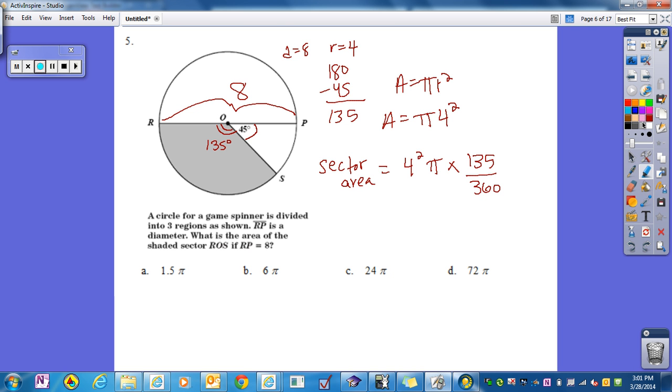Alright, as you can see, pi is a part of my final answer. So we're just going to multiply everything except for the pi. So first we're going to get 4 squared, which is 16. So we have 16 pi times 135 divided by 360. So in your calculator all at once, you can do 16 times 135 divided by 360, which gives you 6. But don't forget that we didn't multiply out that pi, so your answer would be 6 pi. So it would be B, 6 pi.